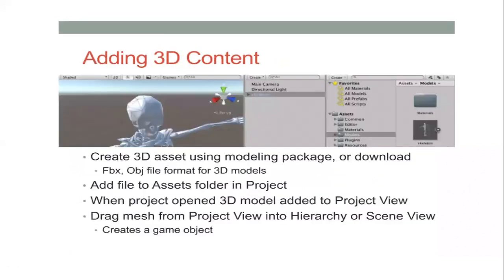Third thing, I'm going to add 3D content for my objects. That means you're going to create 3D assets. Here you can see 3D assets will be used for the modeling package. If you don't have it, you can download it as well. And second thing, once you have downloaded, you're going to add that file to our assets folder.